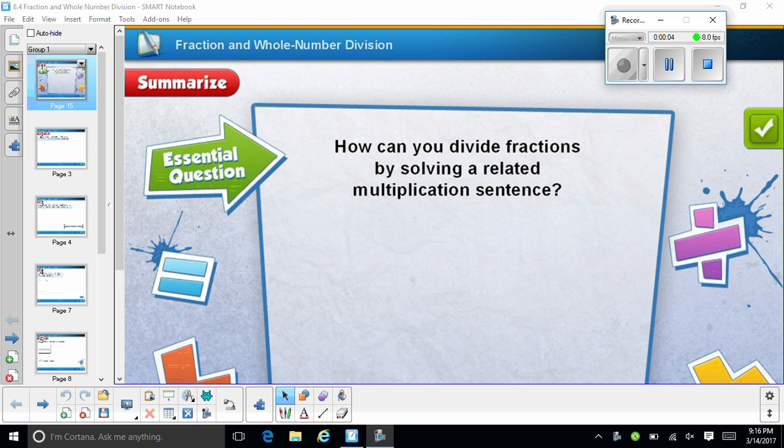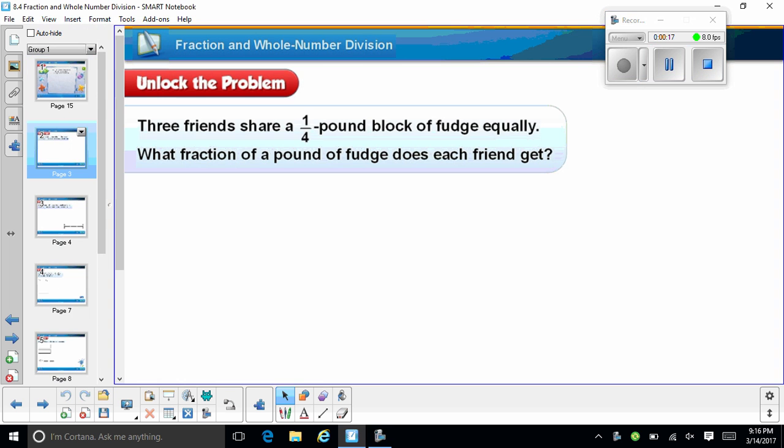Lesson 8.4, Fraction and Whole Number Division. In today's lesson, we're going to discuss how we can divide fractions by solving a related multiplication sentence. Let's go ahead and get started. We've been working on how to solve division problems using a model, but today we're going to use an actual equation to help us solve.